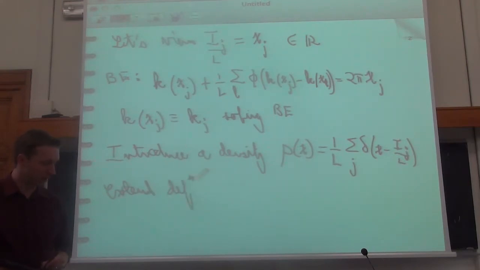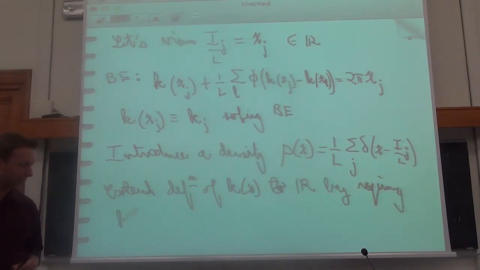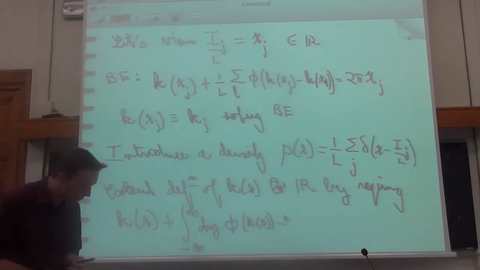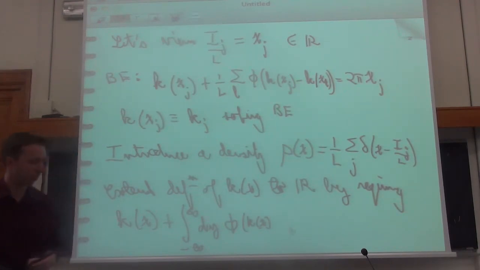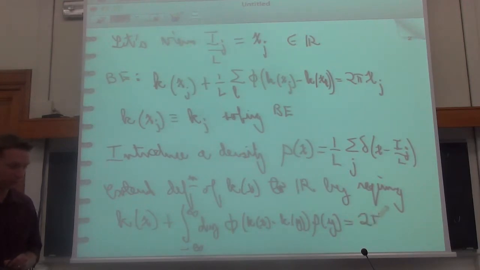So you extend the definition of k of x to the whole line R by requiring that k of x plus now the integral from minus infinity to infinity dy of phi of k of x minus k of y, rho of y is equal to 2 pi x.